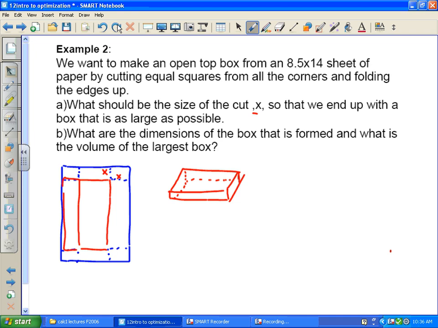And then they want to know what are the dimensions of the box that you can form for the largest possible box. So first question is, what is it that we're trying to maximize here? The volume. Largest box means maximize the volume. So we want to maximize volume.